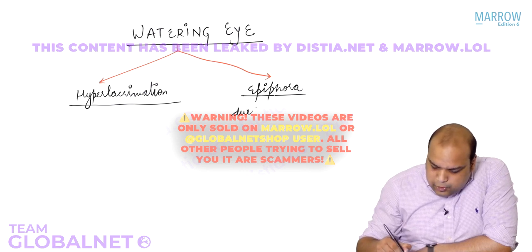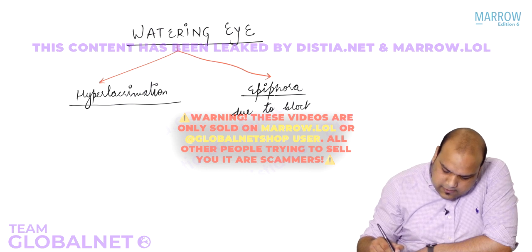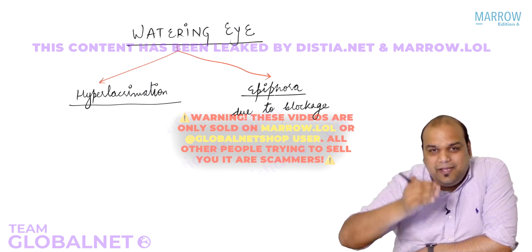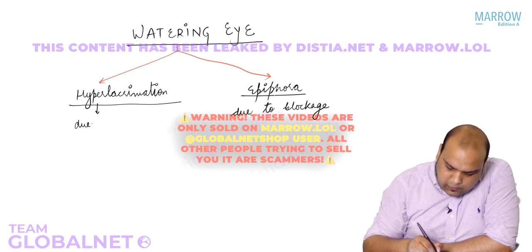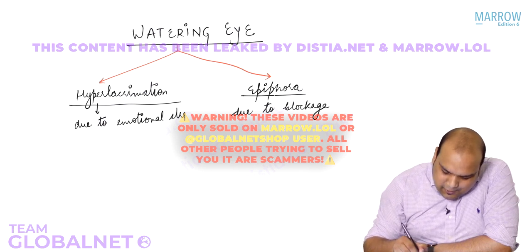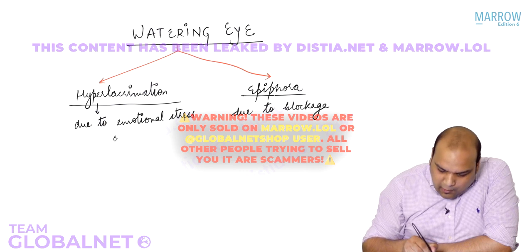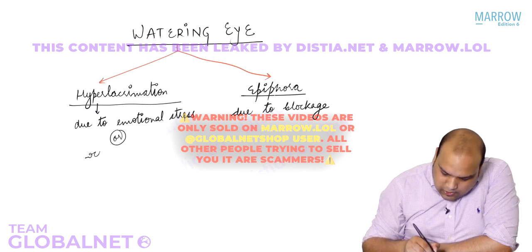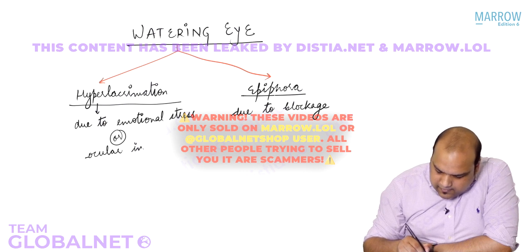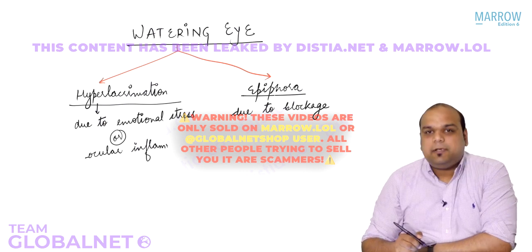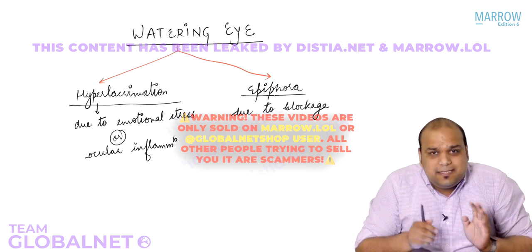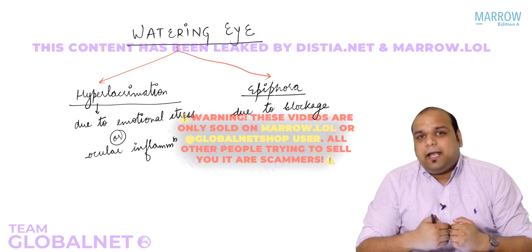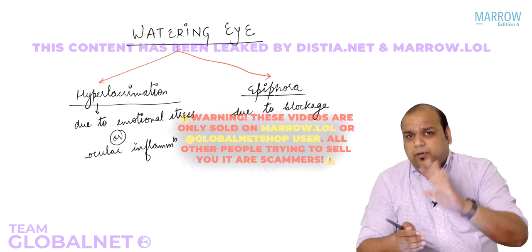Epiphora is due to blockage. Blockage somewhere in the drainage system. Okay? But hyperlacrimation is when watering is due to emotional stress. Basically what your normal crying is, everybody. Or if it is due to any ocular inflammation. Like we must have noted that watering is a symptom of corneal ulcer, of uveitis, and a lot of other diseases. Am I clear to everybody? So in those cases we call it hyperlacrimation, but if there is blockage we call it epiphora.